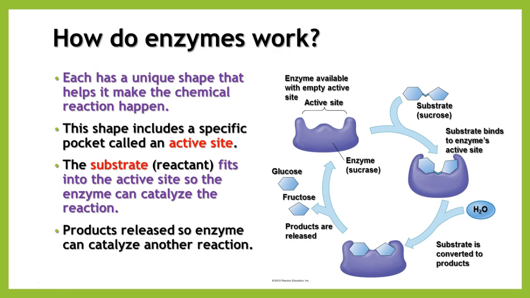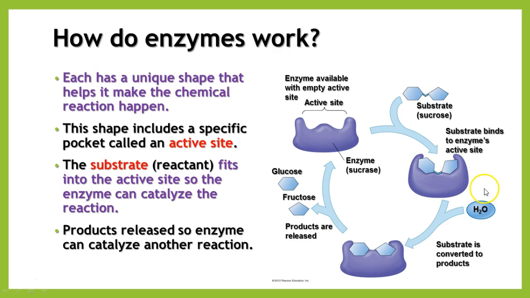So how do enzymes work? Well, here's what happens. Each enzyme has a specific shape, and the shape is going to help make the chemical reaction happen. There's an opening or a place on the enzyme molecule where the substrate or the reactant can fit, and that's called the active site. The substrate is the molecule that the enzyme is going to work on. In this case, it's sucrose, which is table sugar, and it's going to fit together right into that active site in exactly the way.